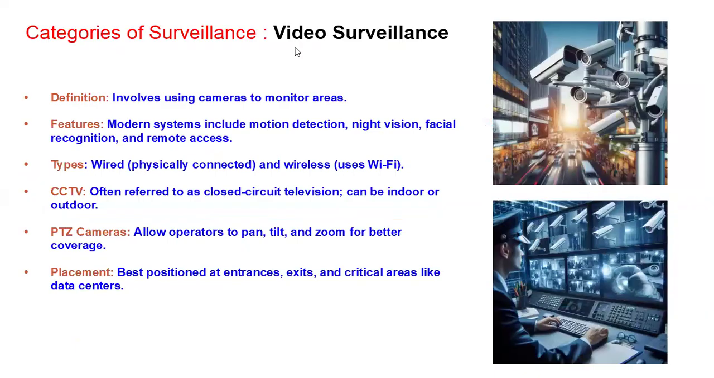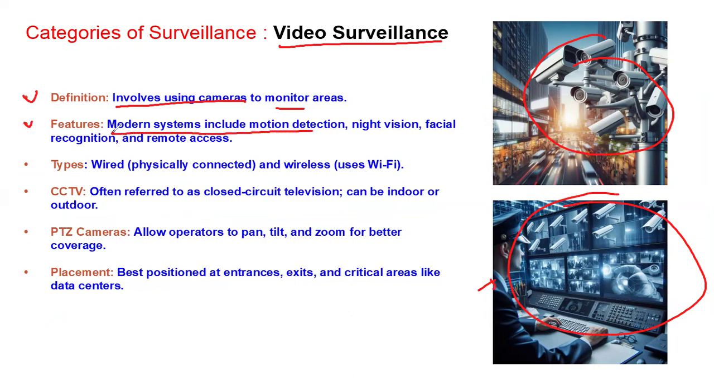Now let us discuss video surveillance. What is video surveillance? It involves using cameras to monitor an area. You are monitoring everything. And what are the features? Modern systems include motion detection. Modern cameras detect motion, and you can have night vision, facial recognition, and remote access as well.